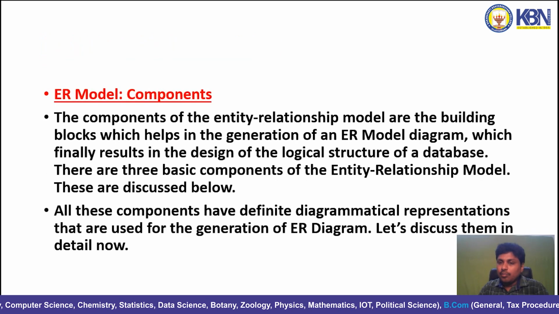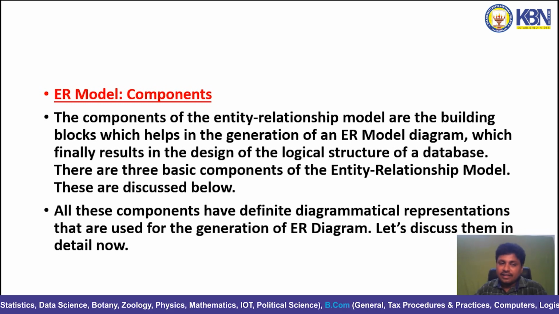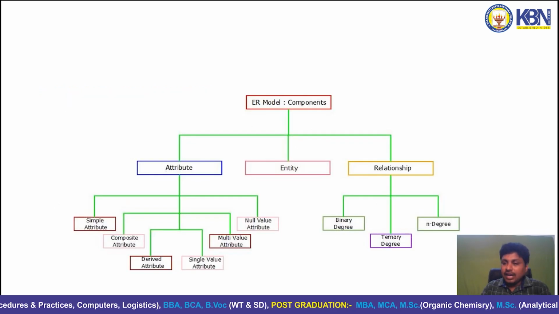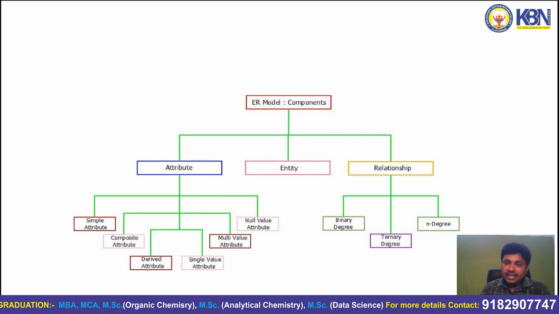So what are the components? In the entity relationship model we define different types of components. These components are represented diagrammatically, so that the user can understand how the data is inserted into the database. In total, three components are defined: attribute, entity and relationship.